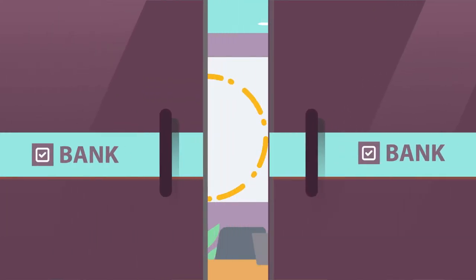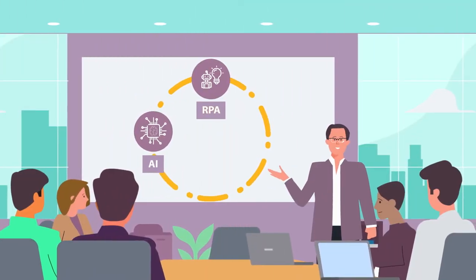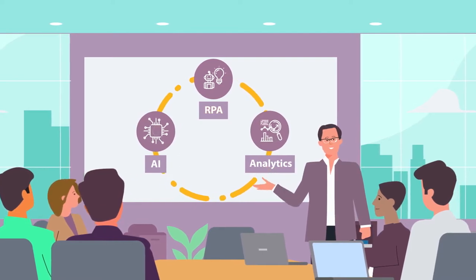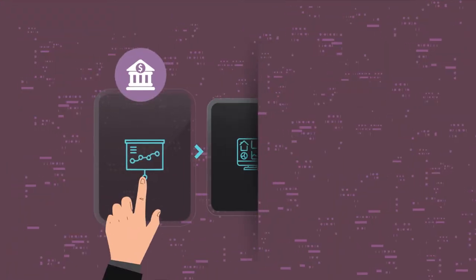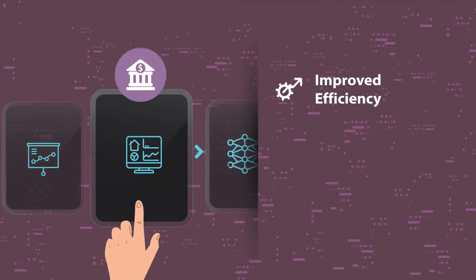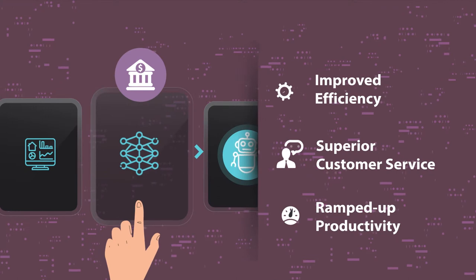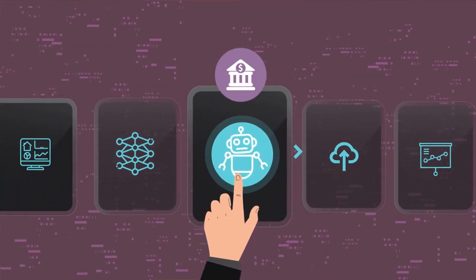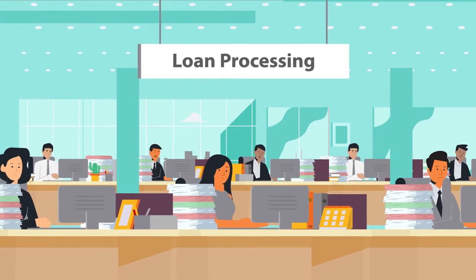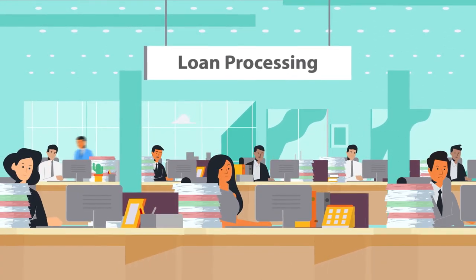So how can banking CTOs embrace and extract value from digital technologies such as robotic process automation? Turns out, for almost any banking function, there's a lot to gain by deploying digital technologies. Let's take a closer look at how deploying robotic process automation in the loan processing function can prove transformational.